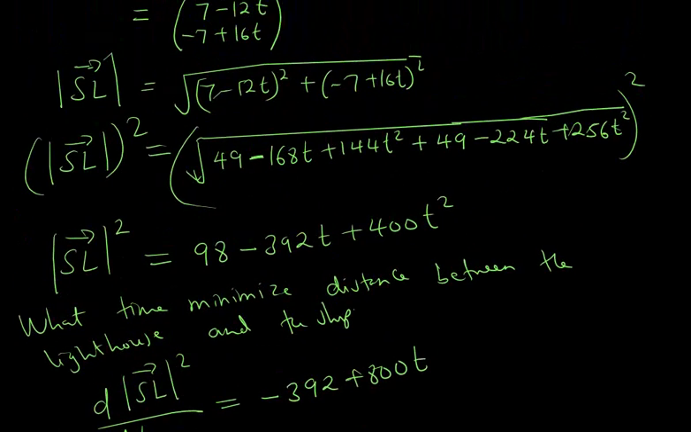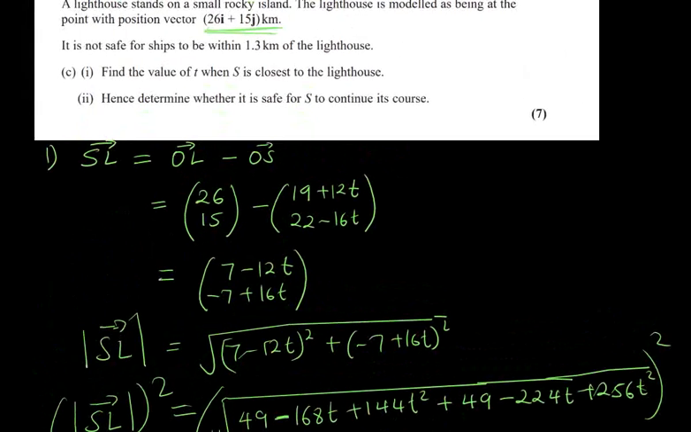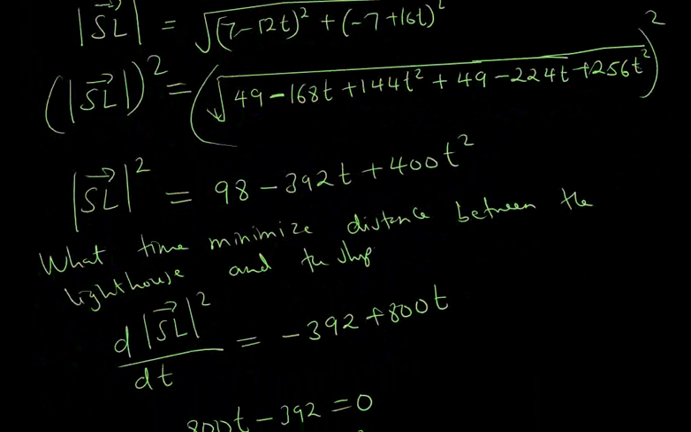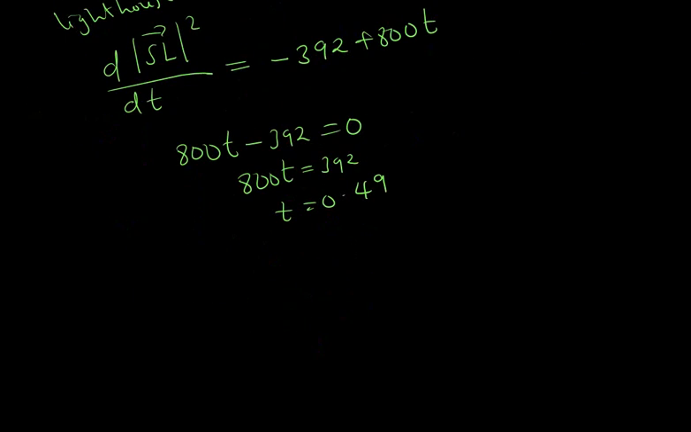Now we are told that it's not safe for the ship to be within 1.3 kilometers of the lighthouse, so we need to determine whether it's safe for the ship to continue on its course. So for this Roman 2, we can get the exact distance.